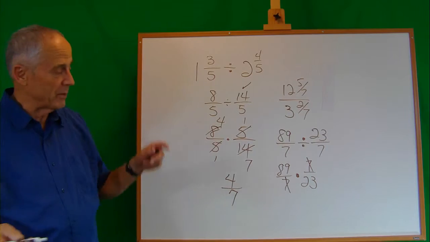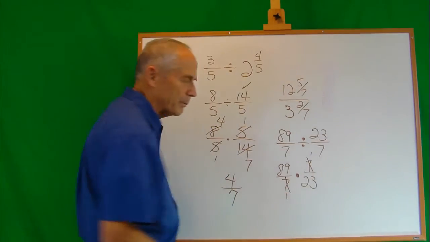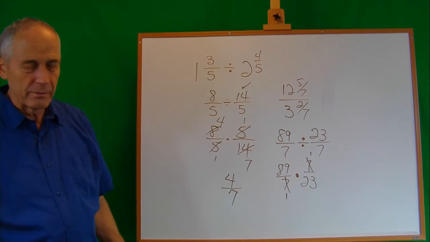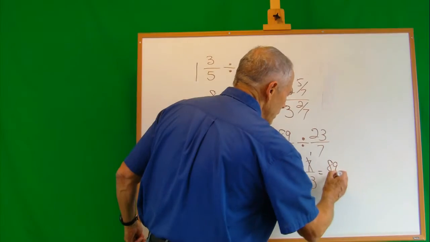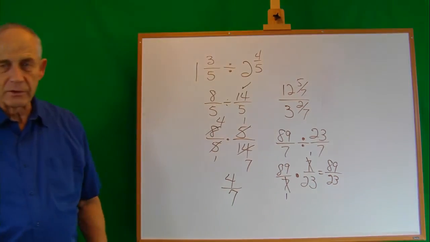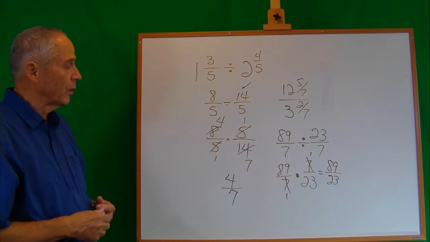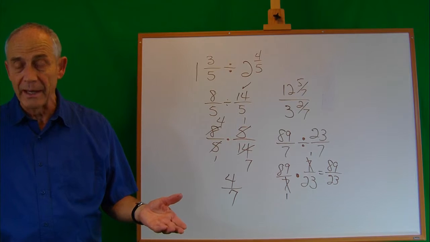So now again, we multiply the numerator times the numerator, and you might want to remember to put a 1 there just so that you've got it to remember. So I'm going to have 89 times 1 over 1 times 23. Meaning my answer is going to be 89/23, or if you want to write it as a mixed number, you can.